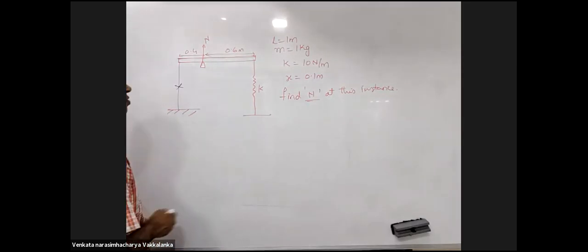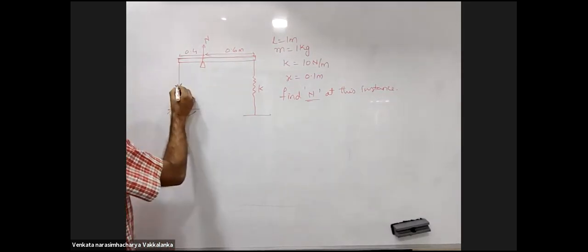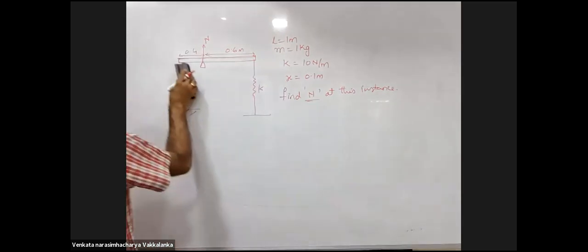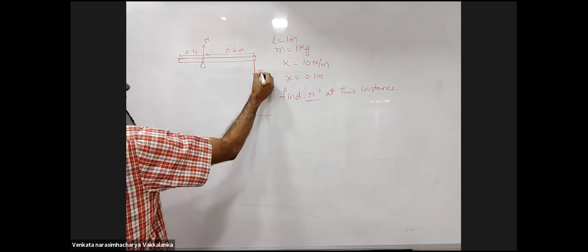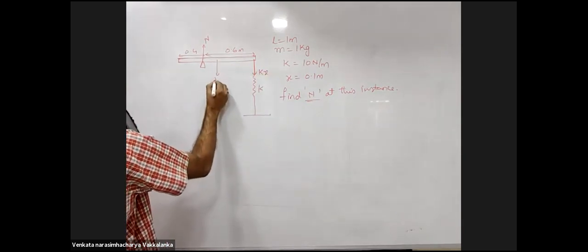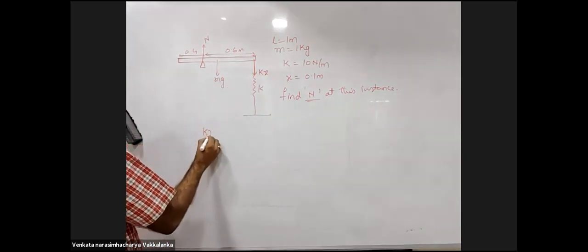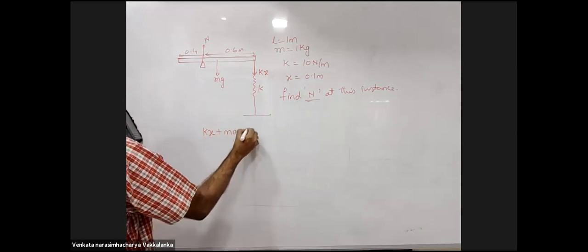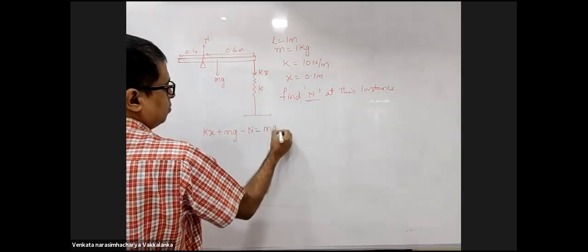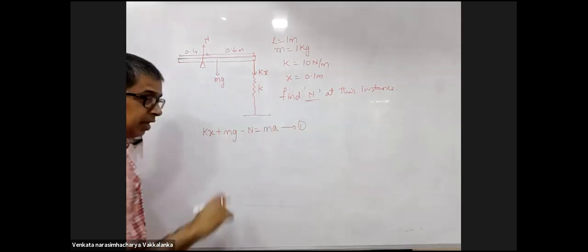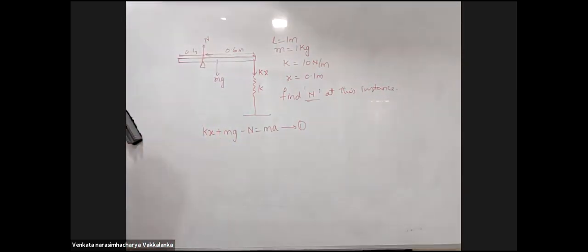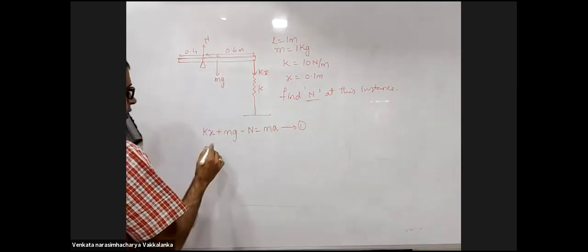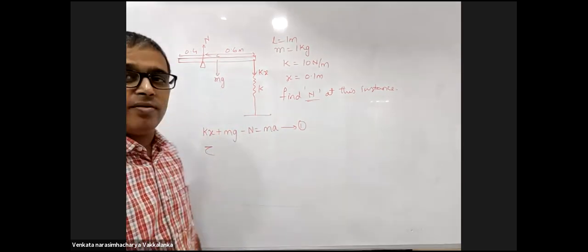No, firstly, translational dynamic equation. When this string is cut, what will be the free body diagram for this? Kx is in the downward direction. Mg is in the downward direction. Kx plus mg minus normal force is mass into acceleration. Acceleration will be the acceleration of which point of the body? Center of mass. Now, torque equation, you take about any point, you will not have an advantage.